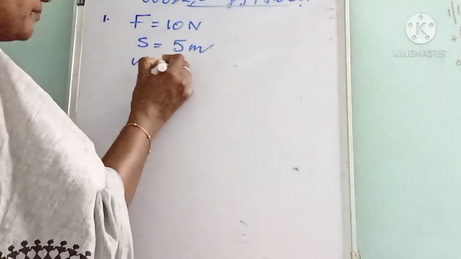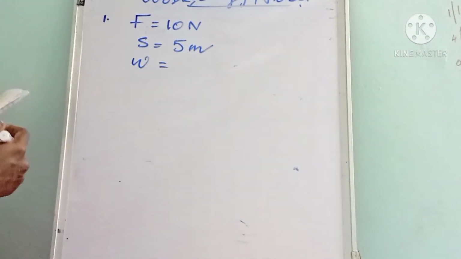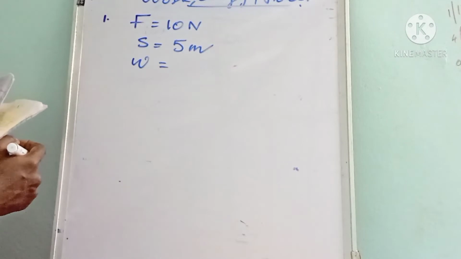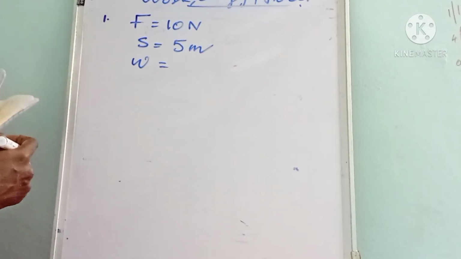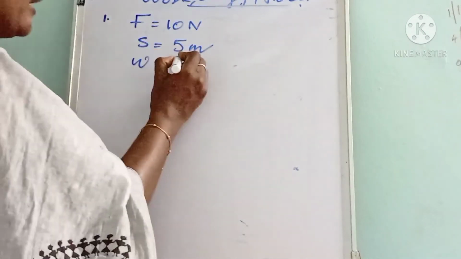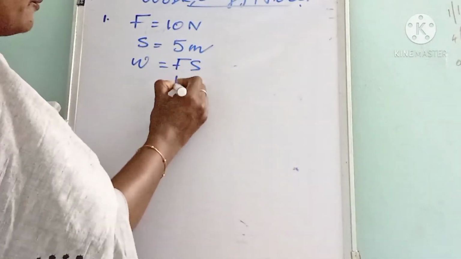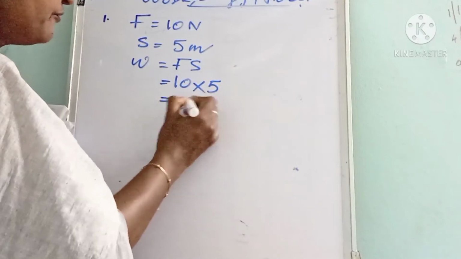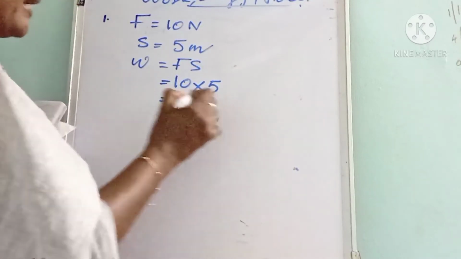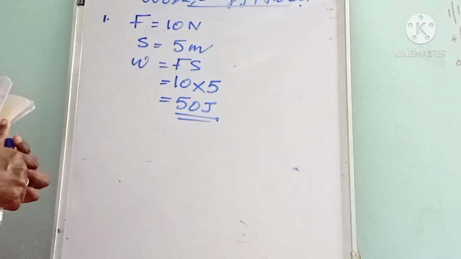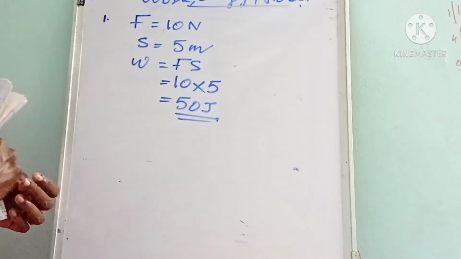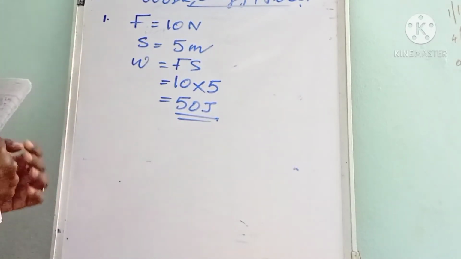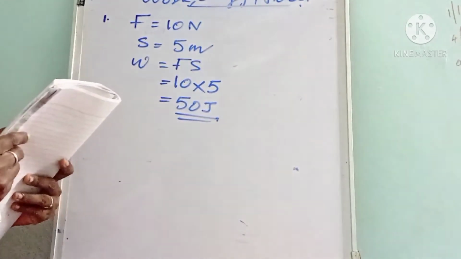W, you know the equation for work. Work done is the product of force and displacement. So W is equal to F into S. So 10 into 5, it is 50 joule. That is the amount of work done to displace the object through a distance of 5 meter. It is 50 joule.